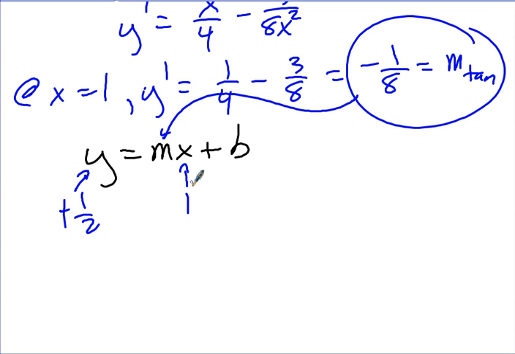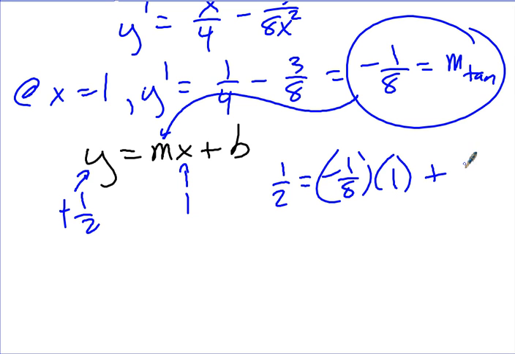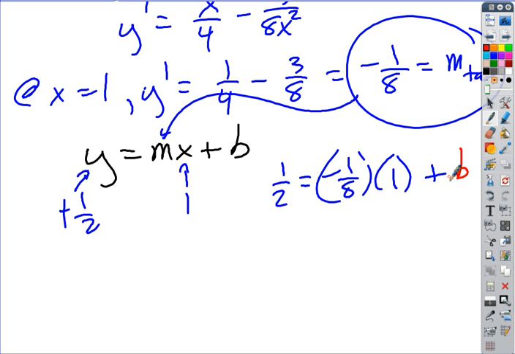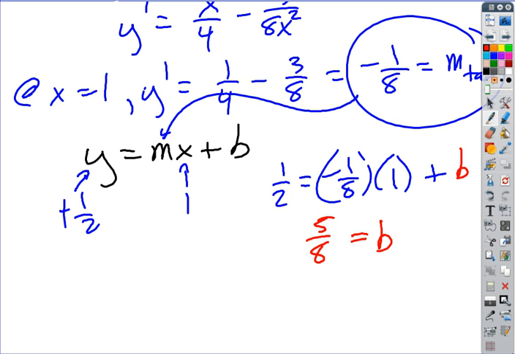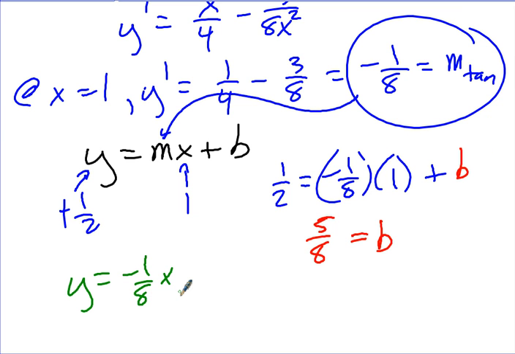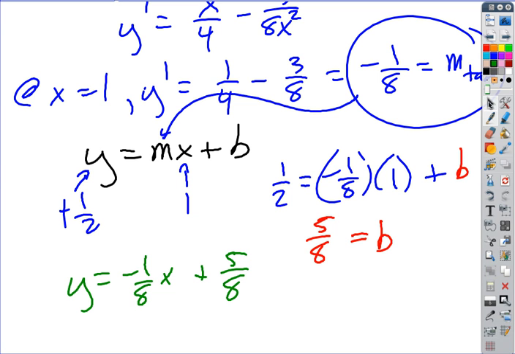So if I plug all that stuff in, I just get 1/2 equals negative 1/8 times 1 plus b. So what's b going to be? Yeah, 1/2. This is just going to be negative 1/8, right? So if I add 1/8 to both sides, 4/8 plus 1/8 is 5/8. So b equals 5/8. So my answer then, I know m, I know b. I just get y equals negative 1/8 x plus 5/8. Okay, which we can see.